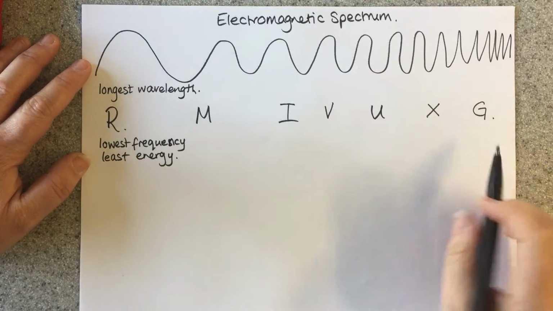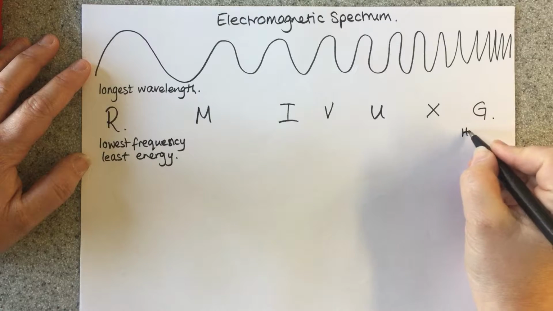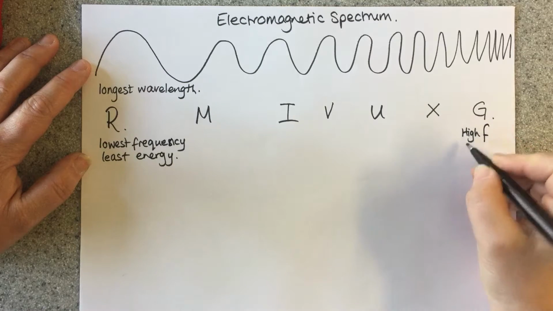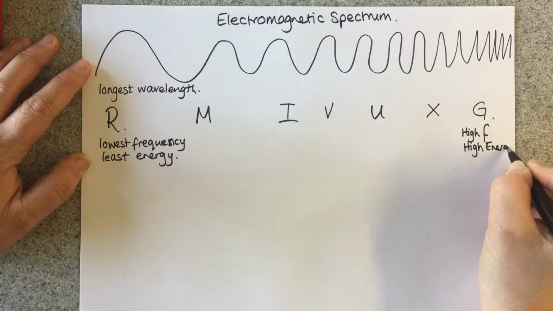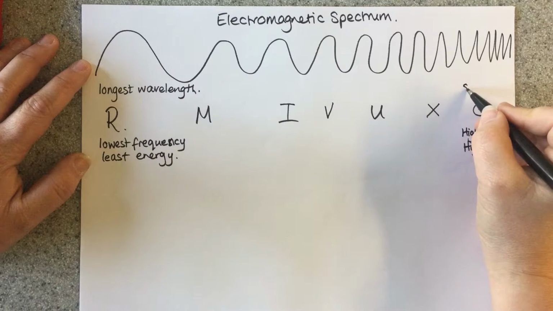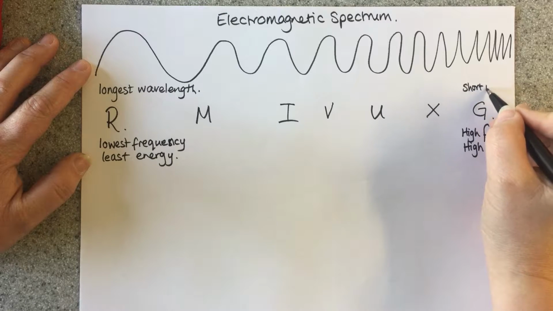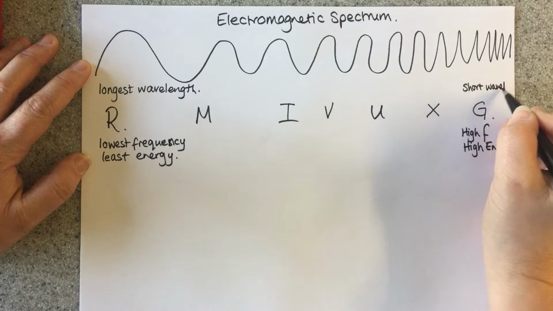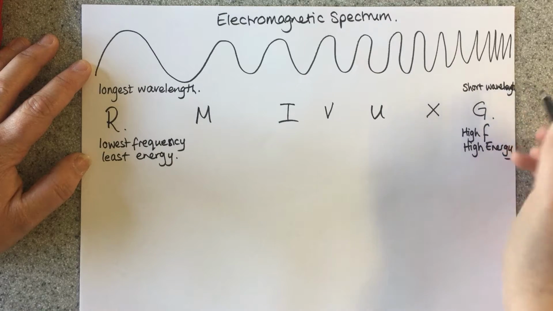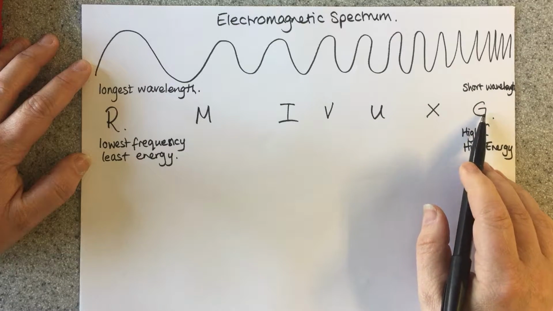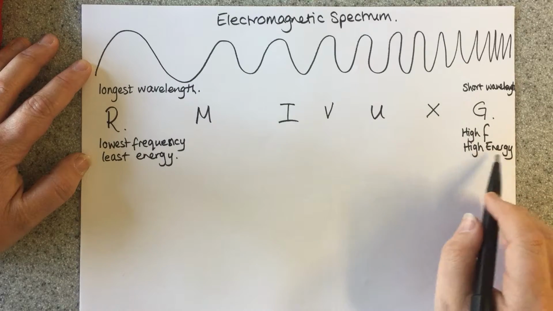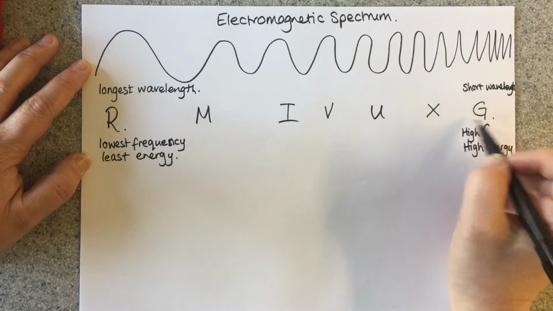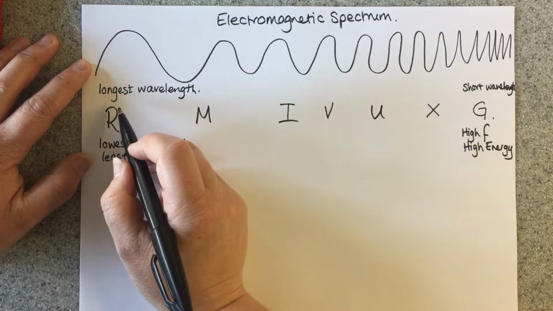On the other end of the scale, you've got gamma waves. These have a very high frequency and they have a very high amount of energy that they're carrying. And that means that they have a very short wavelength. In terms of gamma rays, they are generally used to kill off things, and that's why we can do that, because they have a high amount of energy. So most dangerous, least dangerous here.